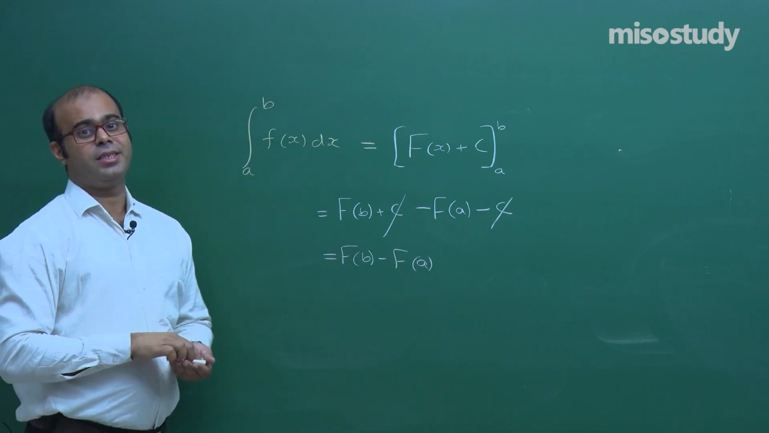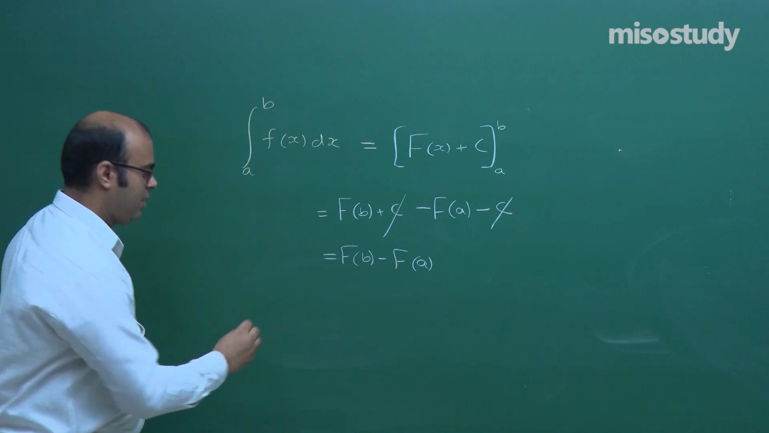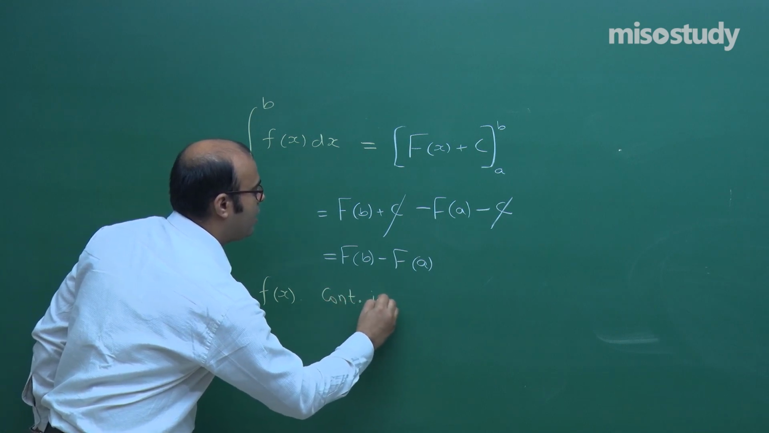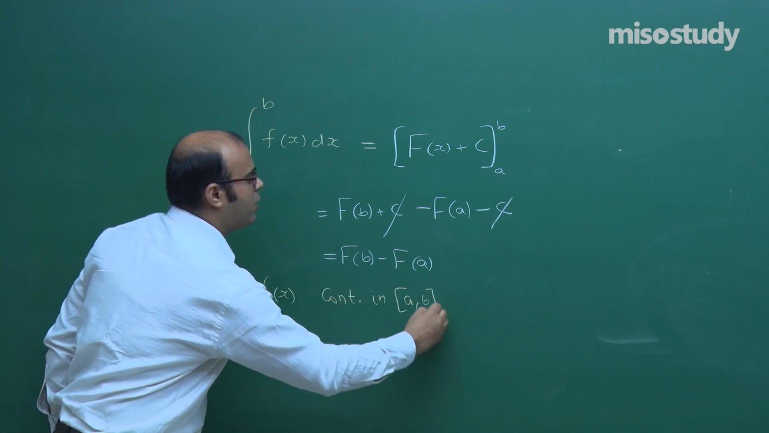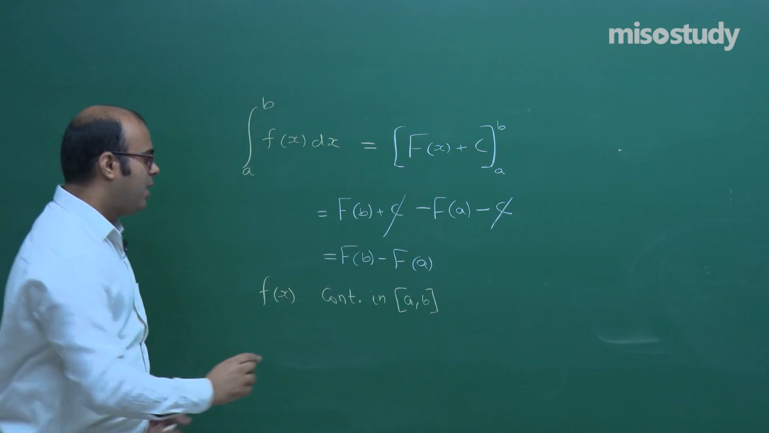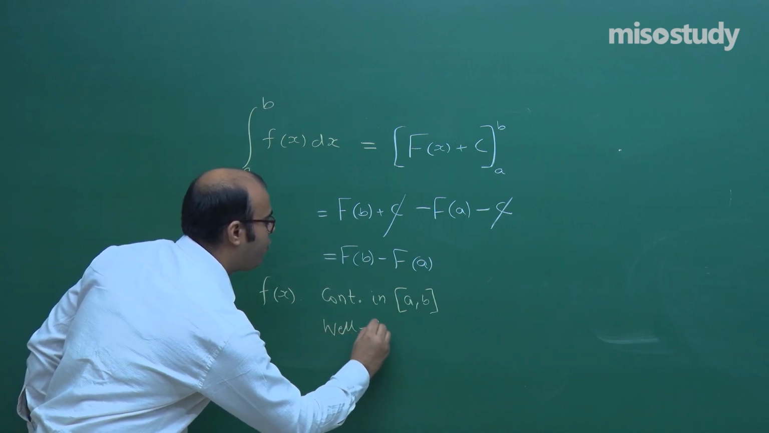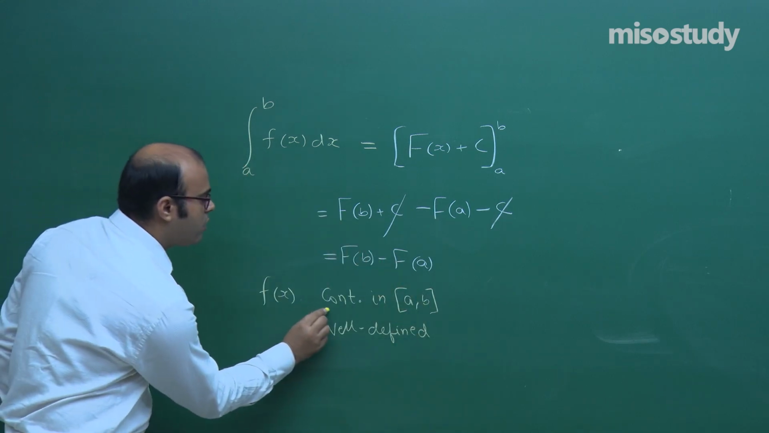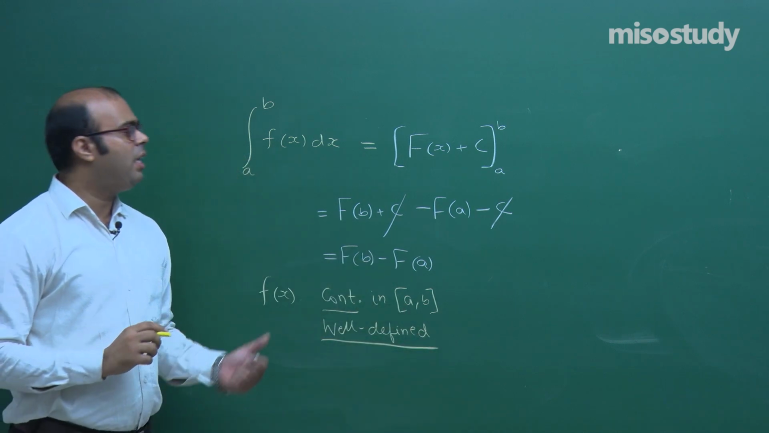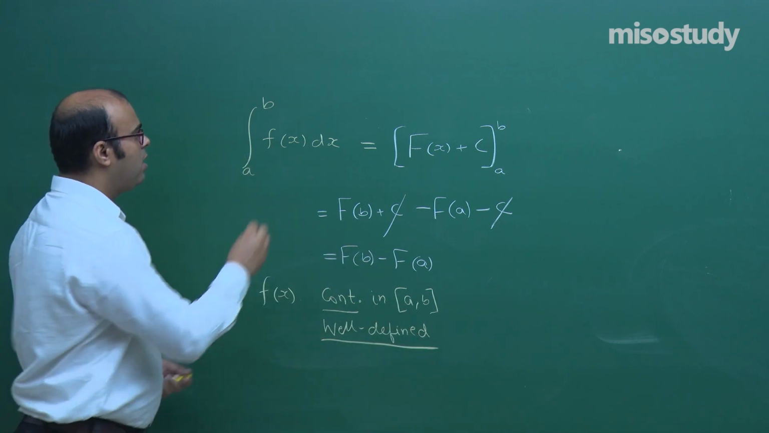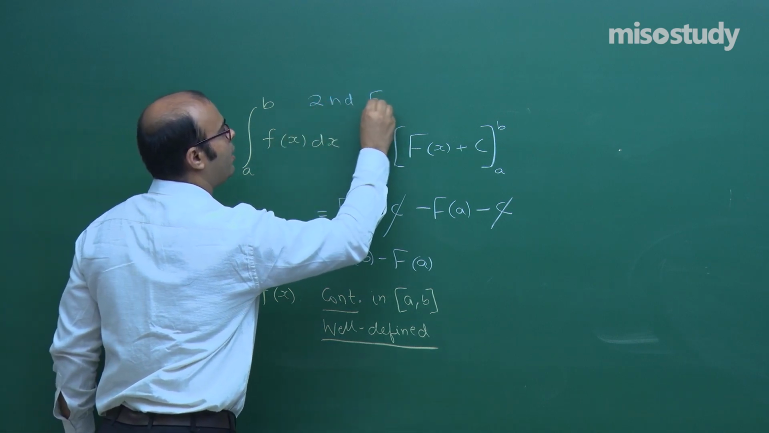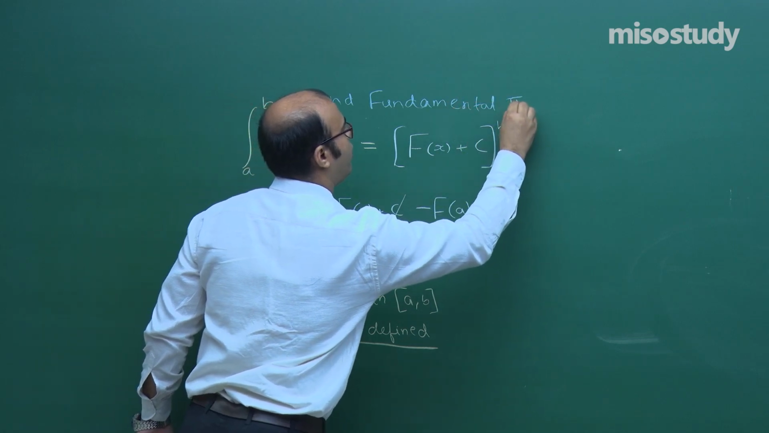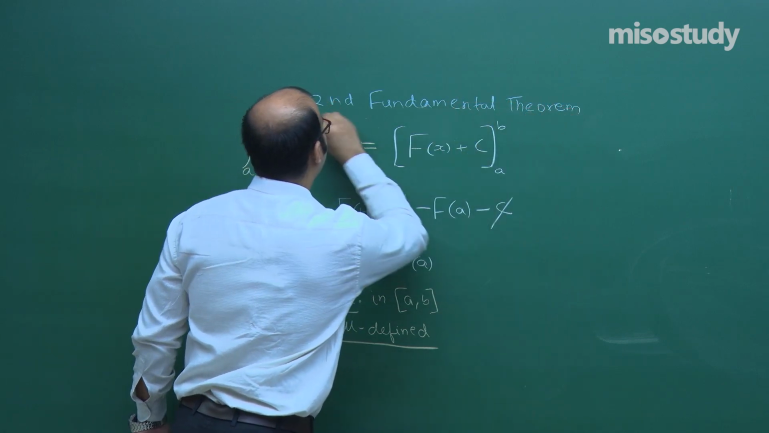Here again you have to keep in mind that this function fx has to be continuous in a comma b, for x belonging to a comma b. Further, it has to be also well defined. This has to be continuous and well defined in a comma b. Then only you can do this, and this is nothing but the second fundamental theorem of calculus. So we call it the second fundamental theorem of calculus, and we write it like this.